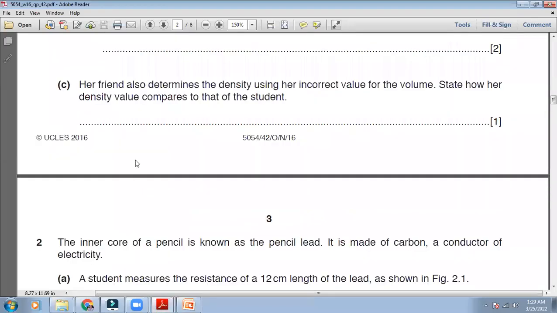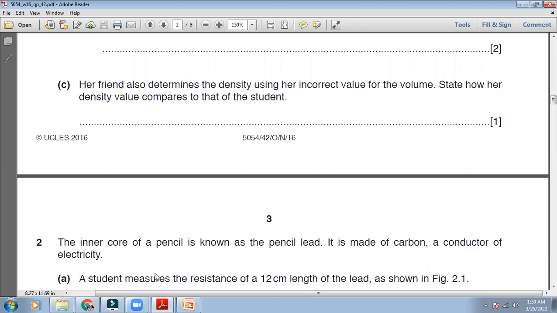Second part, her friend also determines the density using her incorrect value for the volume. State how her density value compares to that of the student, because her friend has noted a larger volume. So, the density is mass divided by volume. If the mass is still the same and the volume is larger, then the density value calculated by that incorrect volume will be less than the correct value.